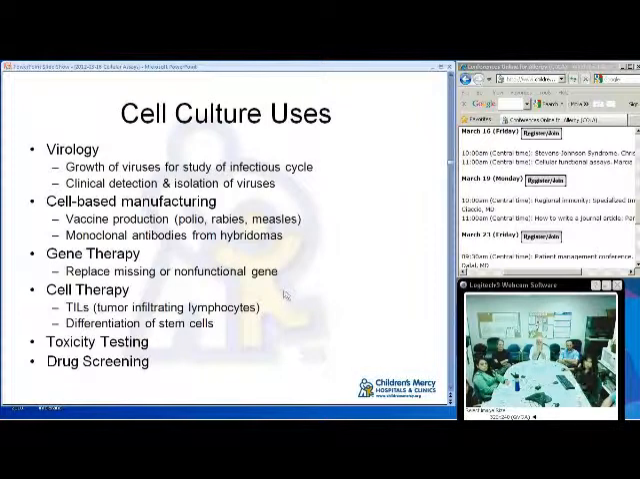So what can we use cell culture for? Obviously for virology, for growth of viruses, for the study of the infectious cycle, or clinical detection and isolation of viruses. Cell-based manufacturing for vaccine production, for polio, rabies, and measles, they're using cell culture. Also monoclonal antibodies from hybridomas. For gene therapy, to replace missing or non-functional genes. For cell therapy, where we grow tumor-infiltrating lymphocytes, or differentiate stem cells, and also for toxicity testing or drug screening. That's what we use in vitro cultures for.